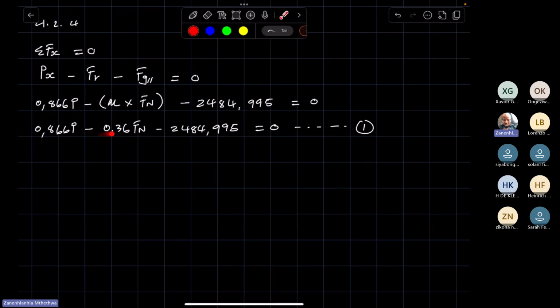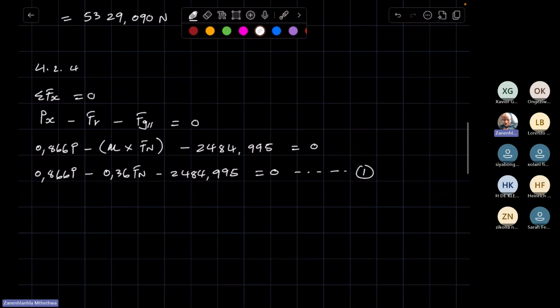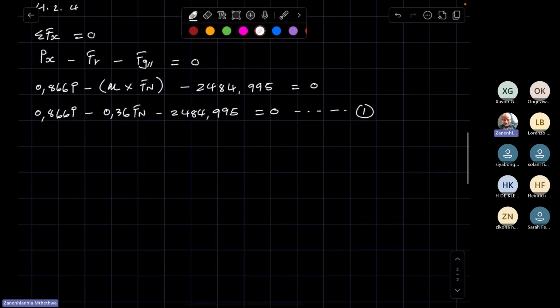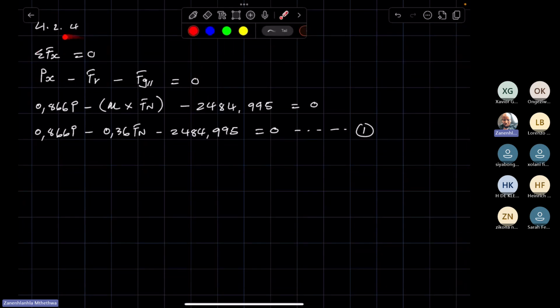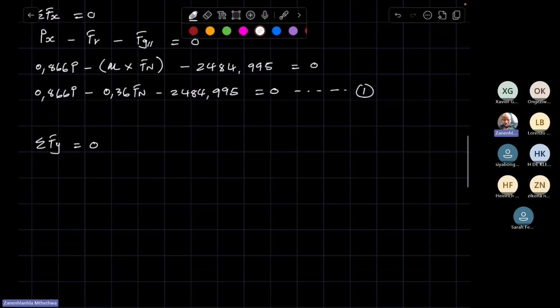Remember that when you have two unknowns, it means you need two equations. Then you solve them simultaneously to establish what those two unknowns are. Our second equation is going to be in the form of the application of Newton's laws of motion. This one in particular: the sum of forces in the y direction is equal to 0. That's the other condition of equilibrium, as per Newton's third law of motion.